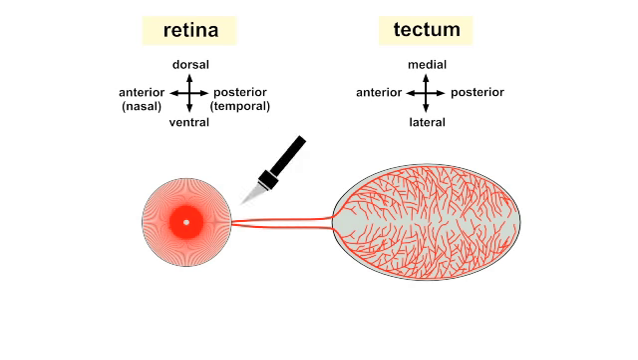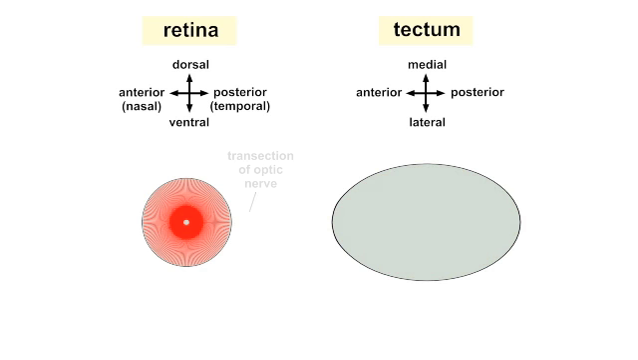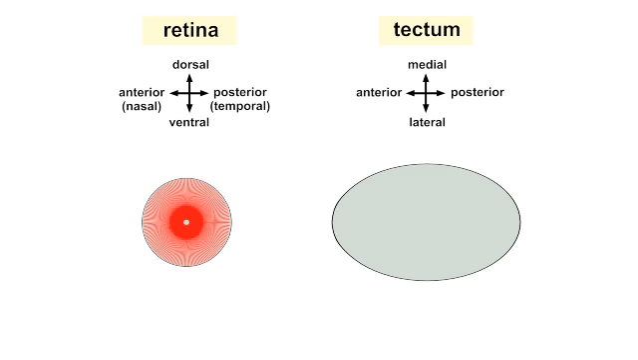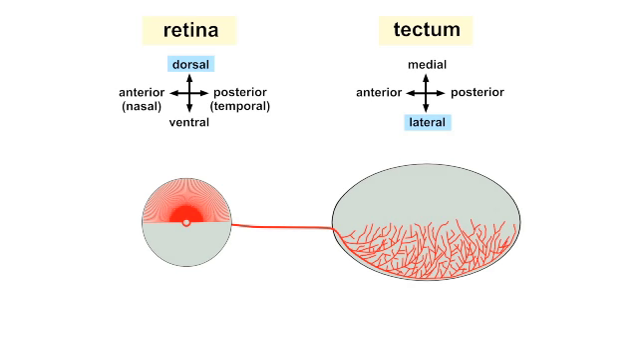In a classic experiment, researchers transected the optic nerve, disconnecting the axons in the tectum from the retina. Then they ablated the RGCs in the dorsal half of the retina and only allowed the ventral half of RGCs to regenerate axons. These axons grew to innervate the medial half of the tectum. Conversely, when researchers ablated the ventral half and allowed only the dorsal half to regenerate their axons, these axons innervated the lateral half of the tectum.